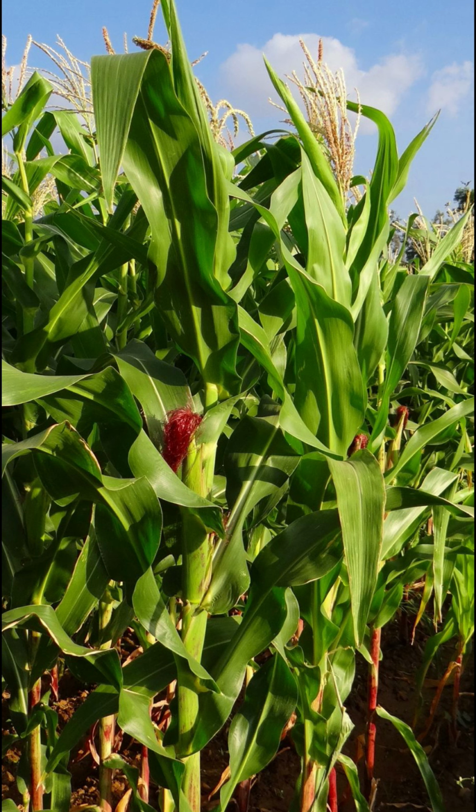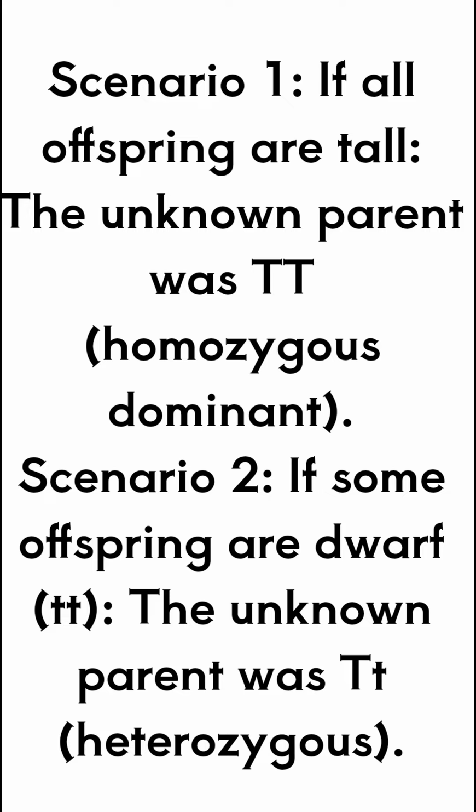The test cross reveals the genotype of an organism with a dominant trait, and it's a confirmational tool in genetics. Important points to remember are that we always cross the unknown with a recessive individual. If all the offspring show the dominant trait, then it is homozygous, and if 50% show the recessive trait, then it is heterozygous.